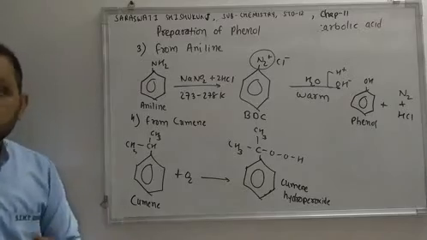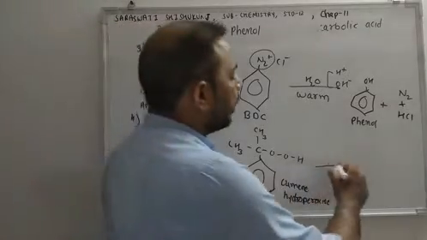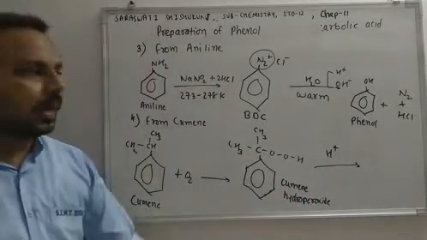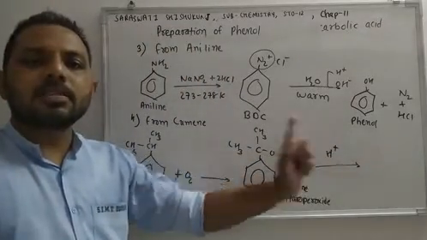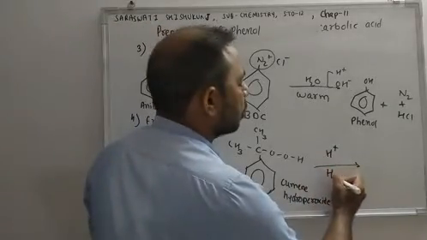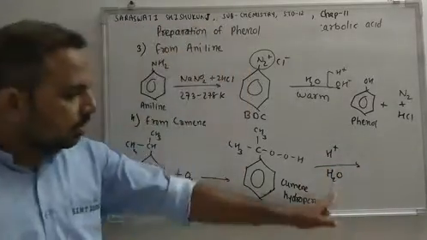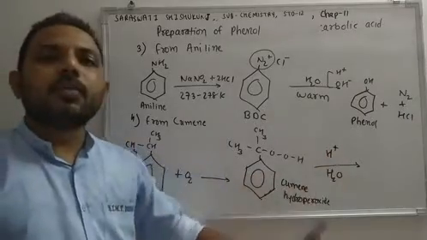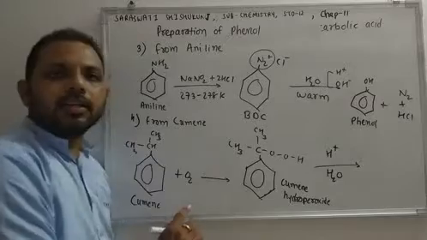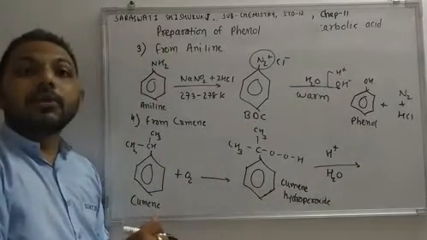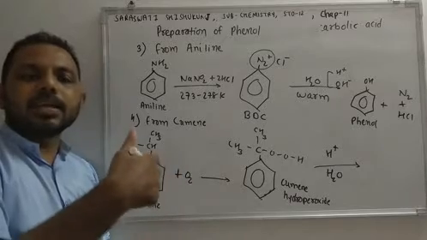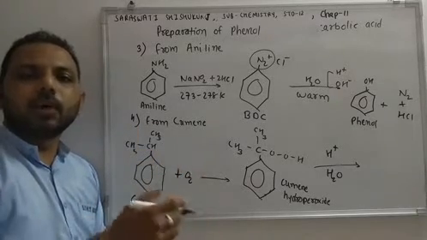Now, this cumene hydroperoxide will react with dilute acid. So we are writing H plus. H plus indicates the presence of acid. And I am saying dilute acid, so I am also writing H2O. This suggests that the acid is in diluted form. So H plus indicates acid and H2O indicates diluted form. Right? That means the acid is diluted in water.